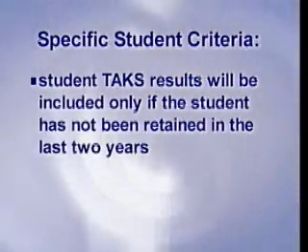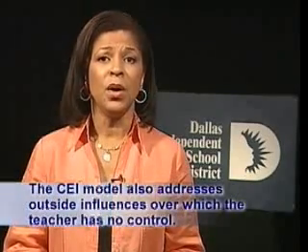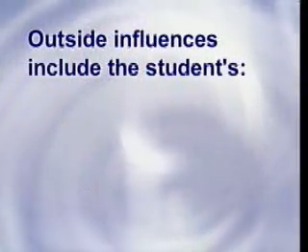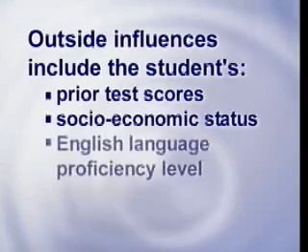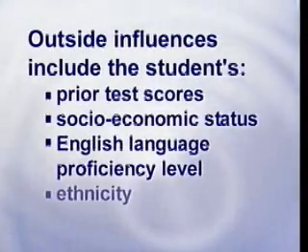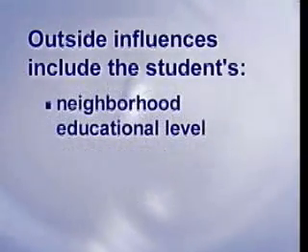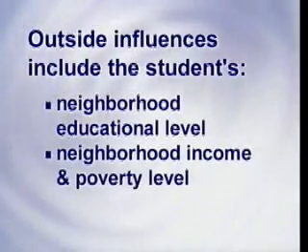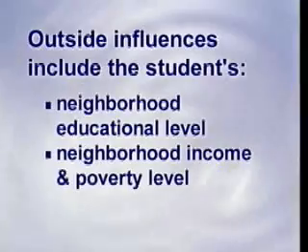These criteria are used because we understand that unless the student is in the classroom for the majority of the instructional year, he or she hasn't had the opportunity to learn, and the teacher has not had the opportunity to teach. The CEI model also addresses outside influences over which the teacher has no control. These influences include the student's prior test scores, socioeconomic status, English language proficiency level, ethnicity, gender, neighborhood educational level, neighborhood income and poverty level. These characteristics help us to determine each individual student's comparison group.